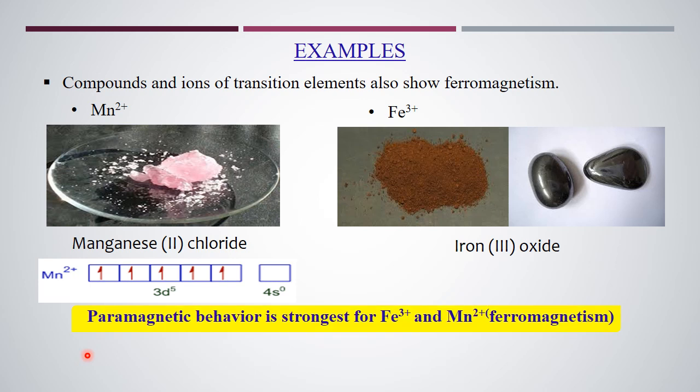Students, note down this point that the paramagnetic behavior is strongest for iron +3 and manganese +2, and iron +3 and manganese +2 are ferromagnetic in nature. This point is also very important for the MCQs.